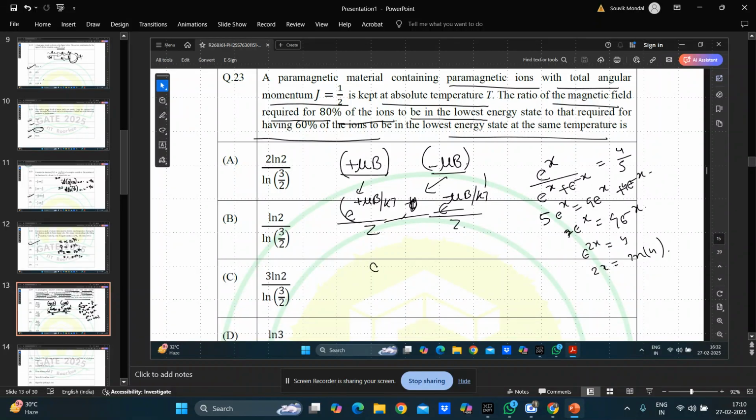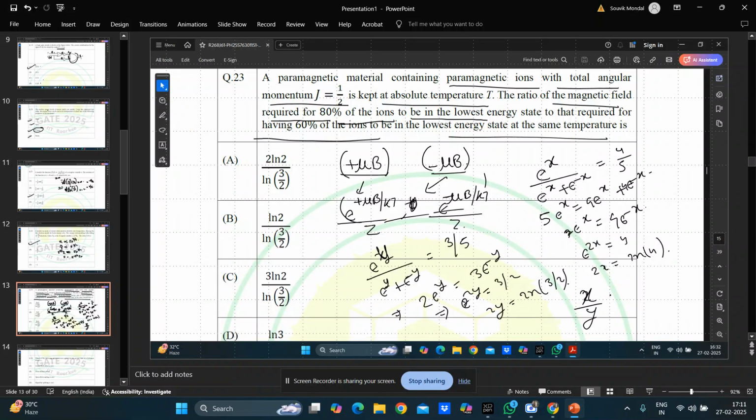Now for the 60% case, let's say the variable is now y, the magnetic field is changed. So e to the power y divided by (e to the power y plus e to the power minus y) is equal to 60%, that is 3 by 5. That means 2 e to the power y is equal to 3 e to the power minus y. So e to the power 2y is equal to 3 by 2, so 2y is equal to log 3 by 2, right? Now your temperature is not changed. k is a constant, mu is a constant. Only the magnetic field is changed. So simply the ratio of x by y will give you the ratio of magnetic fields, right?